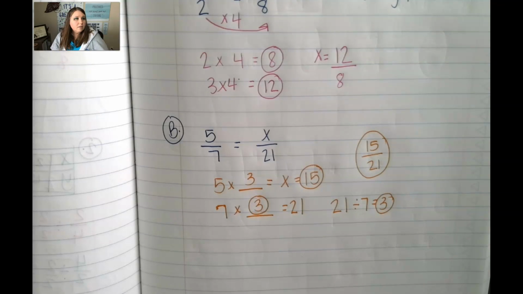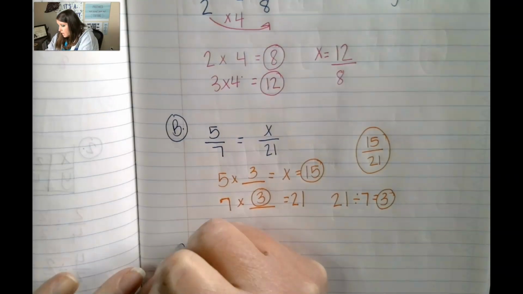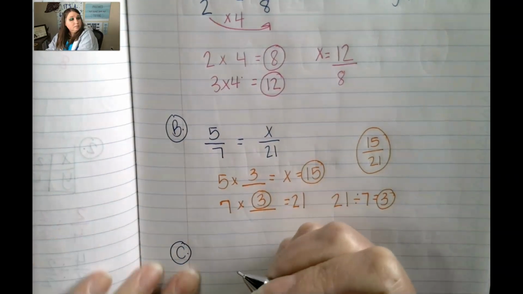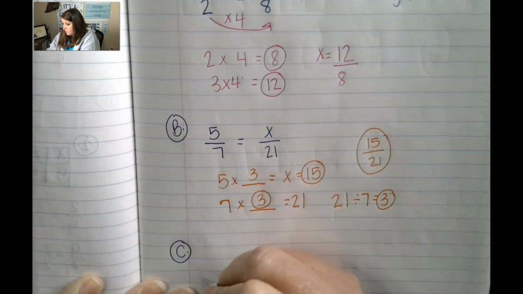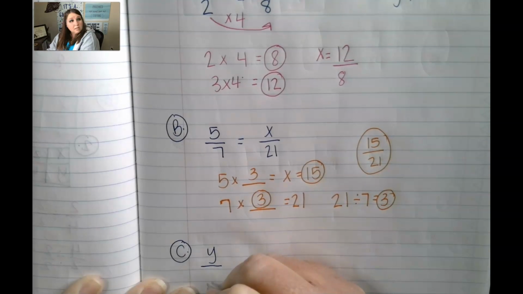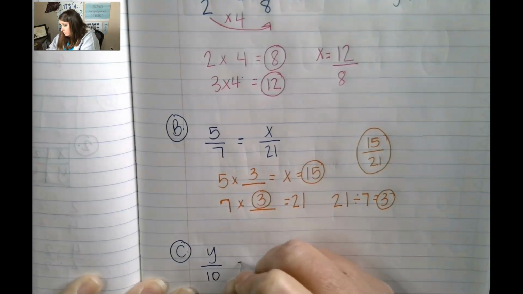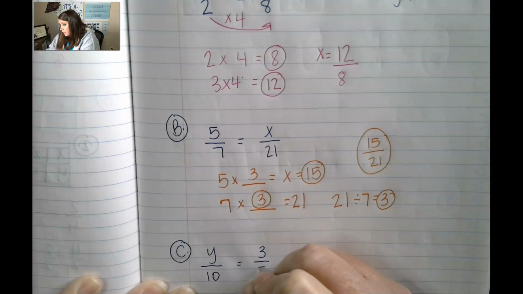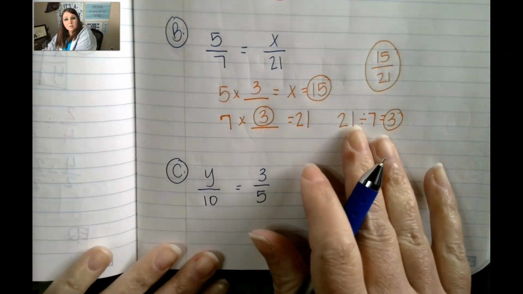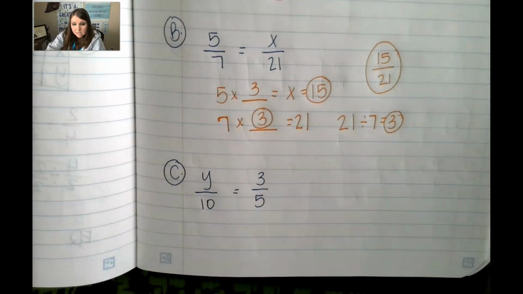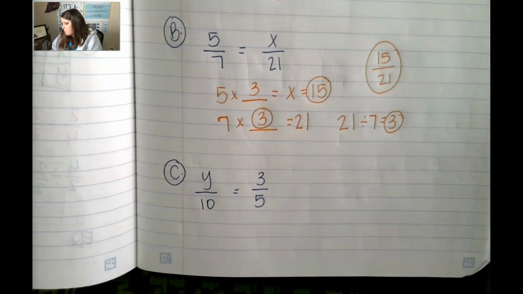Okay, let's do another example. Of course, today they don't give you any fraction numbers, but let's do one where they put the y over here. So this says y over 10 is equal to 3 over 5. So again, in this problem, we can use division. We can work backwards. We can ask ourselves, how do we get from 10 to 5?